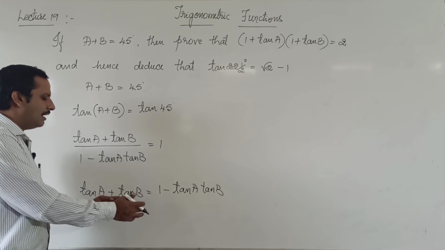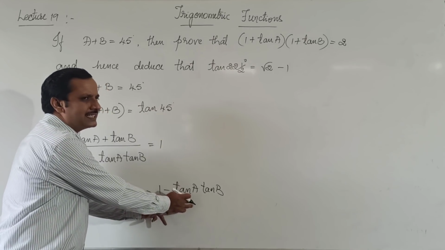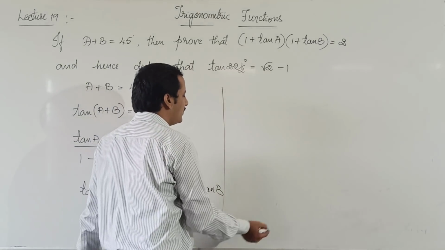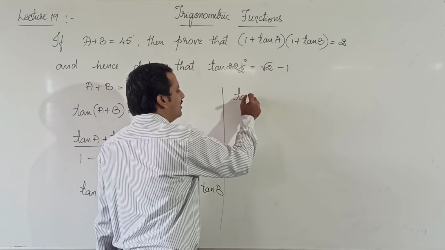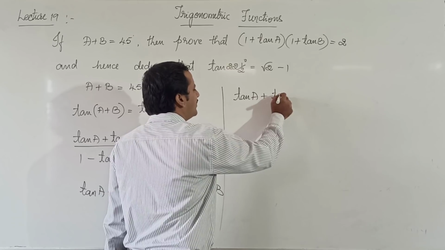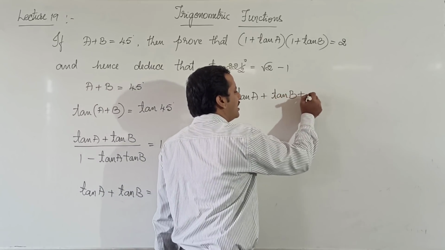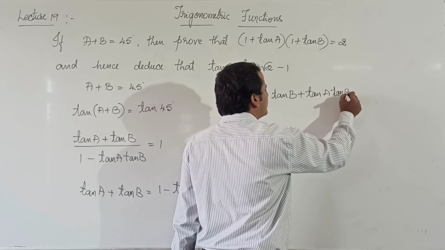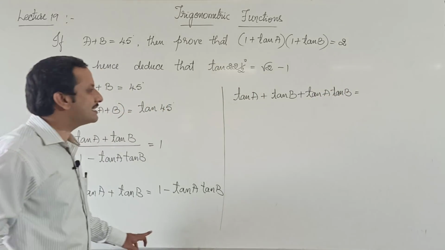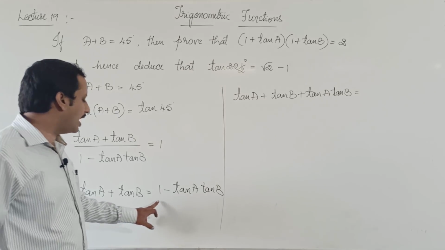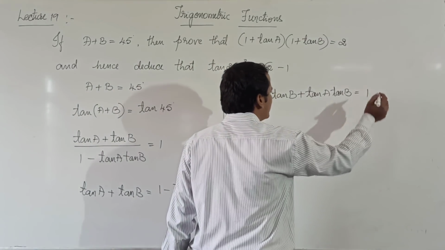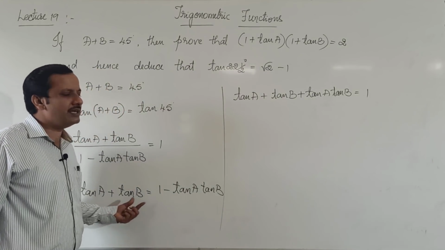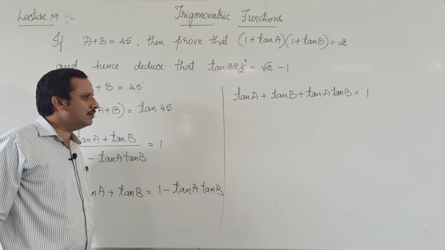Okay. Now, I will bring this minus tan a tan b to LHS. So, on LHS, we have tan a plus tan b. On RHS, there is minus tan a tan b. When it comes to LHS, it will become plus tan a tan b. On RHS, 1 is remaining. So, I have written this as tan a plus tan b plus tan a tan b equal to 1.